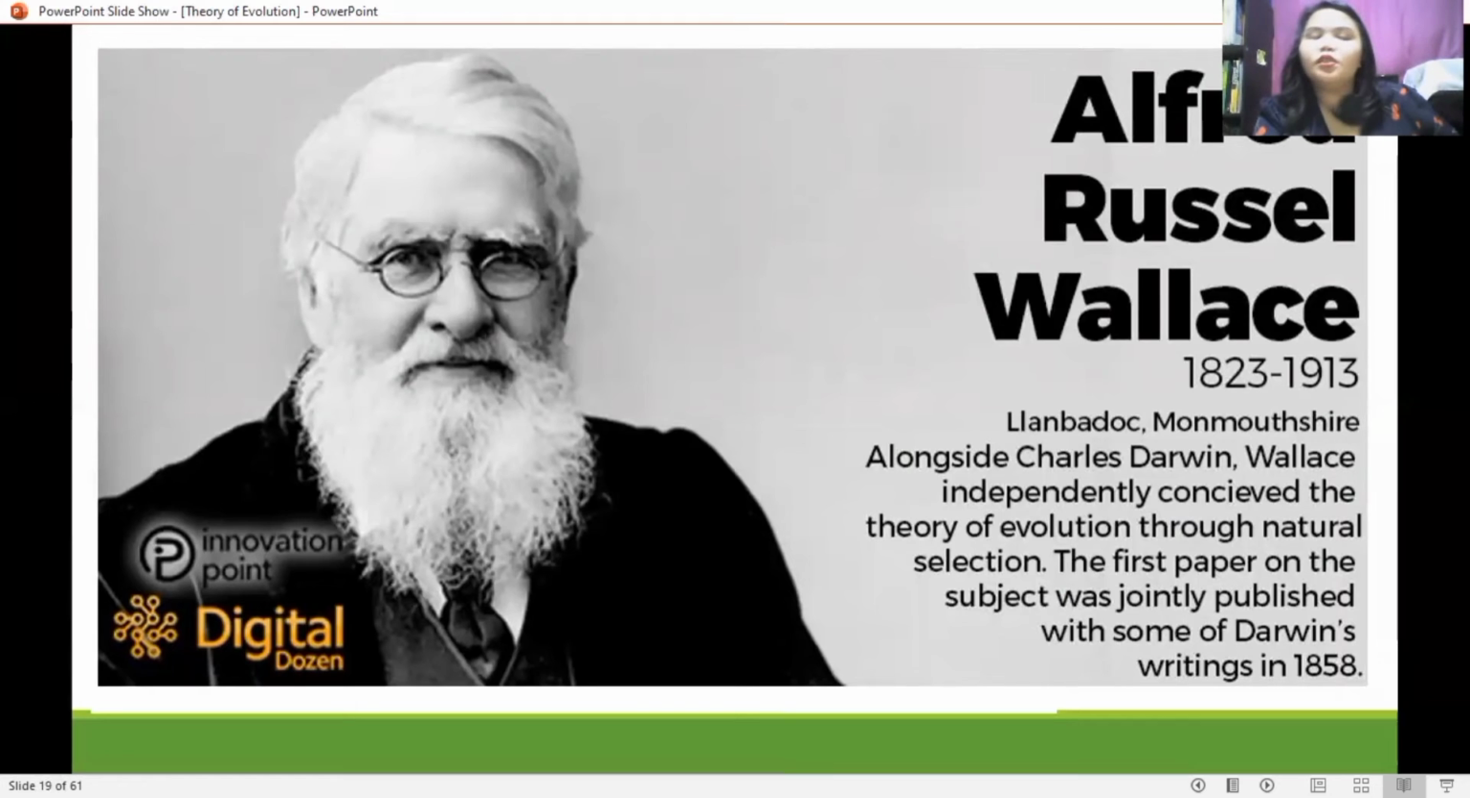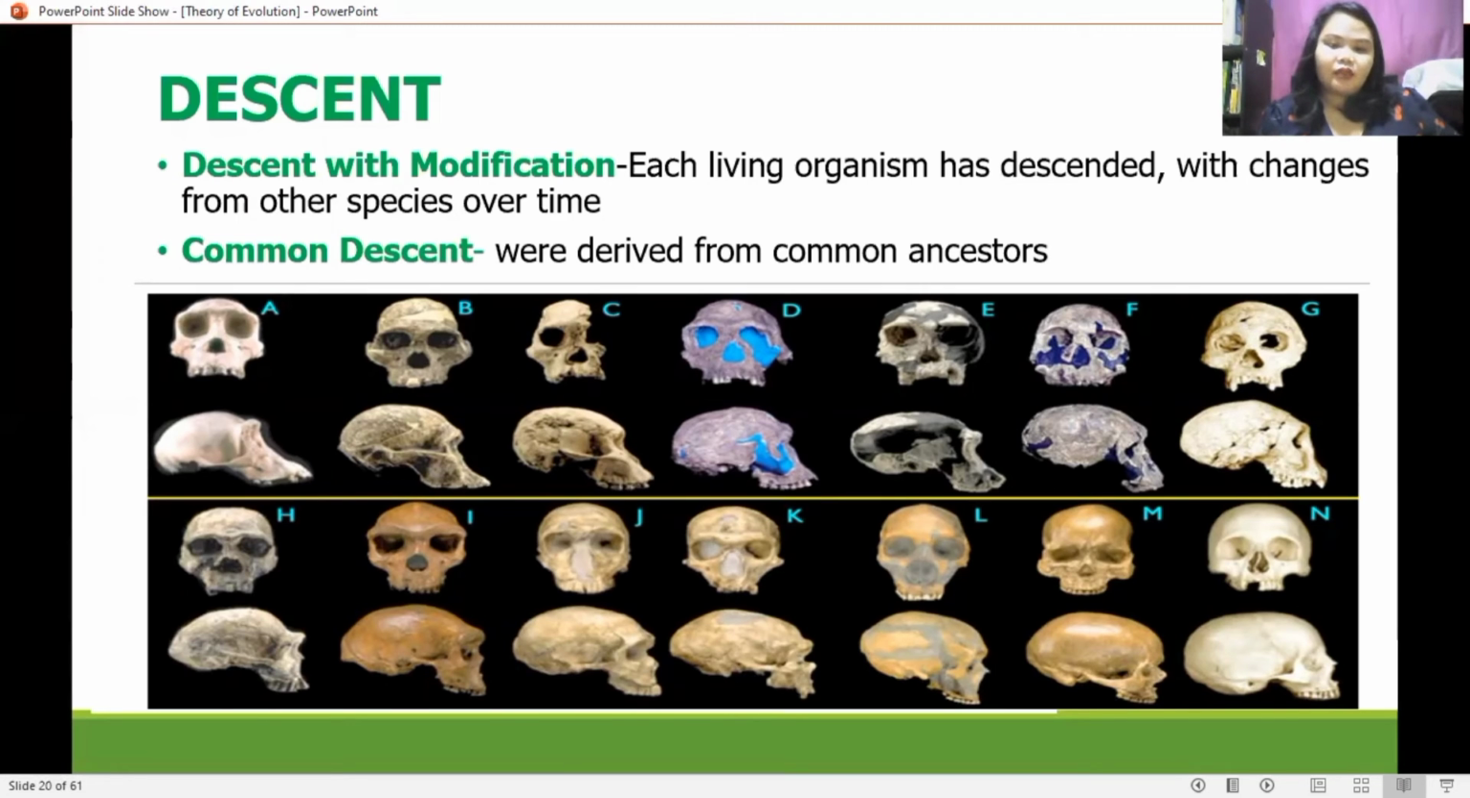Another person that shaped Darwin's thinking is Alfred Russel Wallace. They independently conceived the theory of evolution through natural selection. They had the same idea; great minds think alike, as they say. Then the first paper on the subject was jointly published with some of Darwin's writing in 1858. This prompted Darwin also to publish his writings. All right. To better understand this, let us start with the idea of descent, or the idea that all organisms emerge from a common descent.